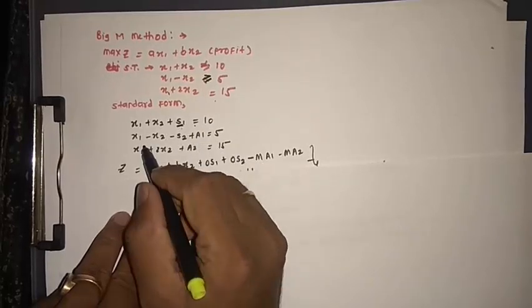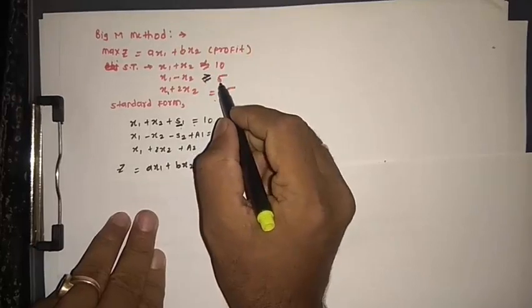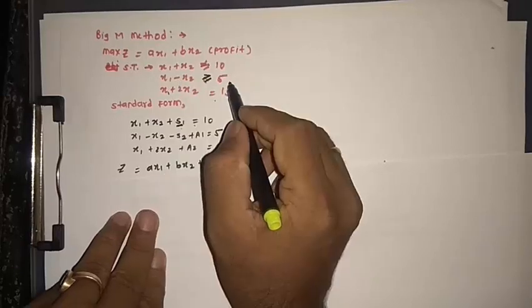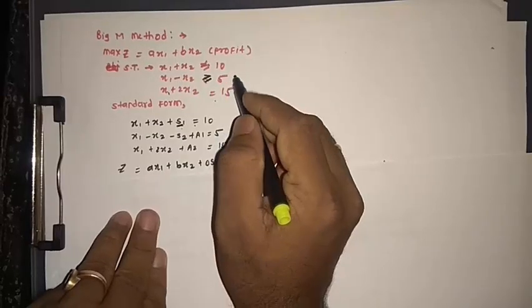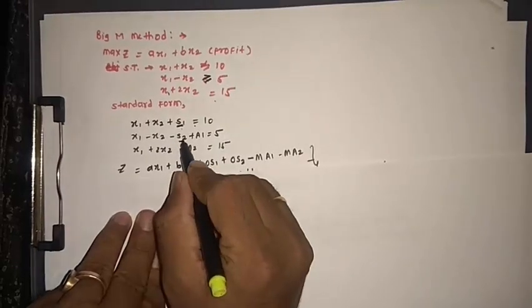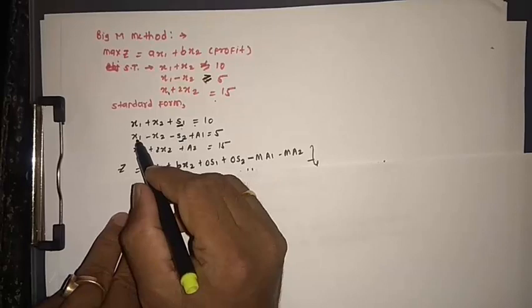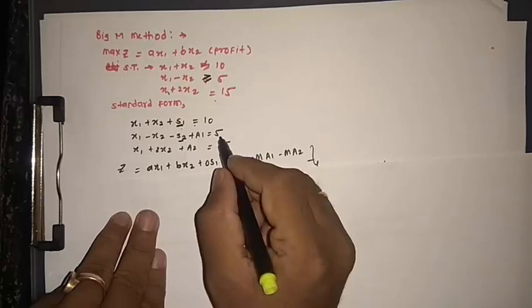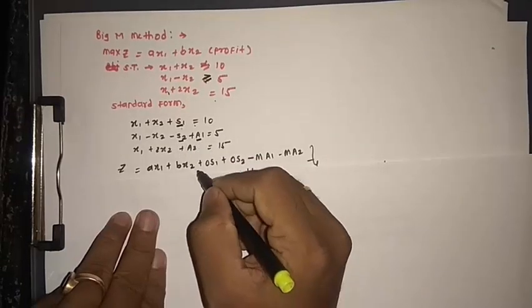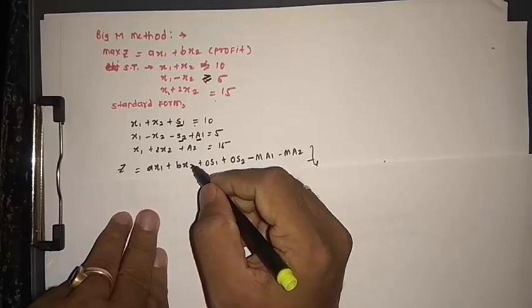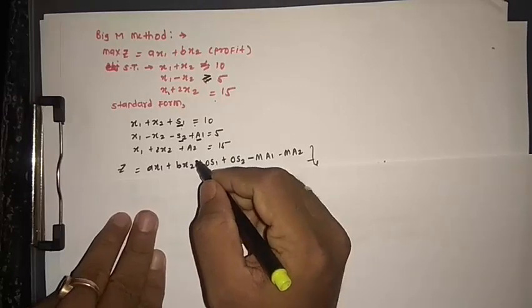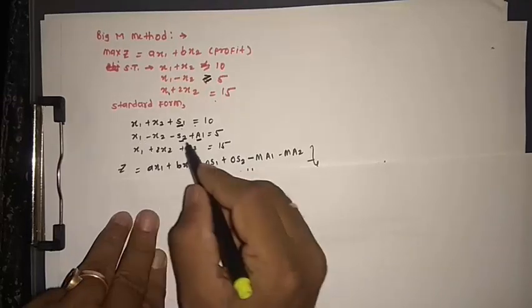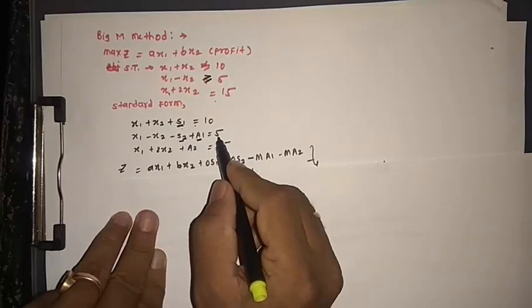Now for the second constraint, where we have the greater than or equal to sign, we have to subtract something from the left hand side, and then it becomes equal to the right hand side, 5. So suppose we have a second variable, s2, subtracted from the left hand side: x1 minus x2 minus s2 is equal to 5. Now I will discuss why I add a1. I already told you that our variables should be non-negative. When I put x1 equal to 0 and x2 equal to 0, s2 becomes minus 5. So this violates our basic assumption.